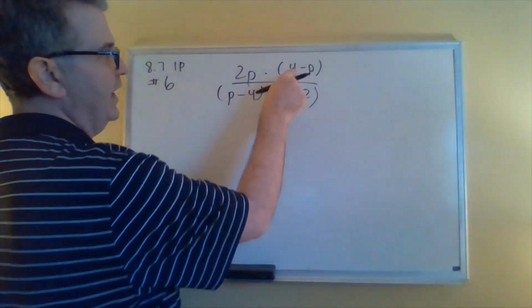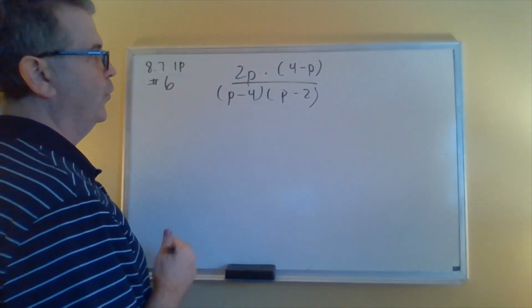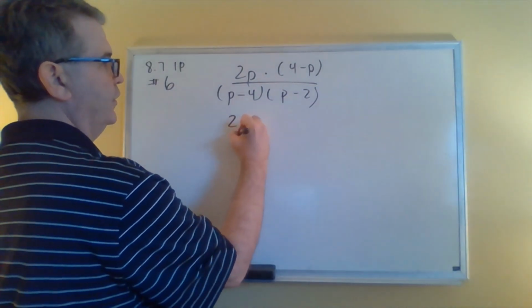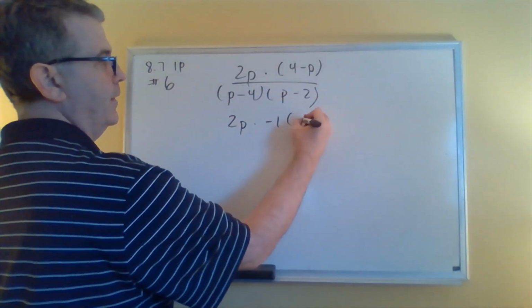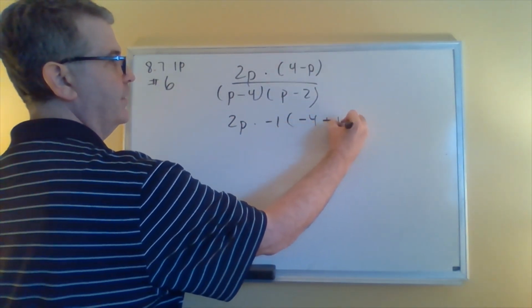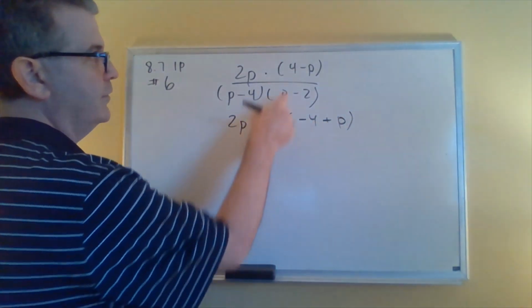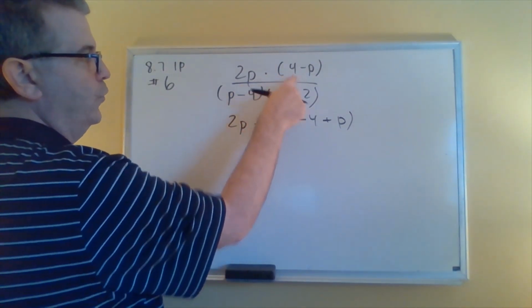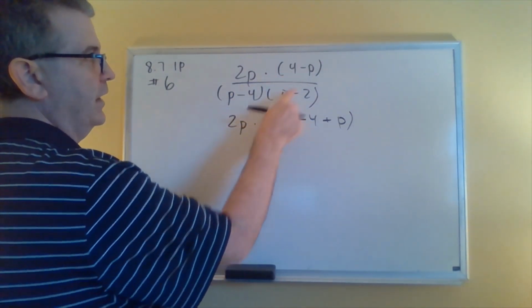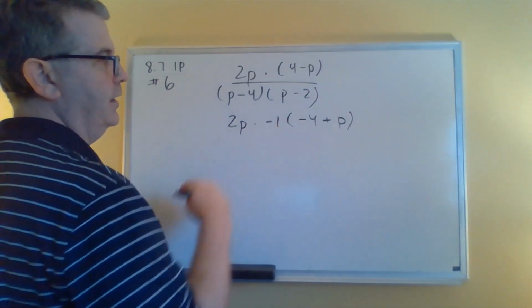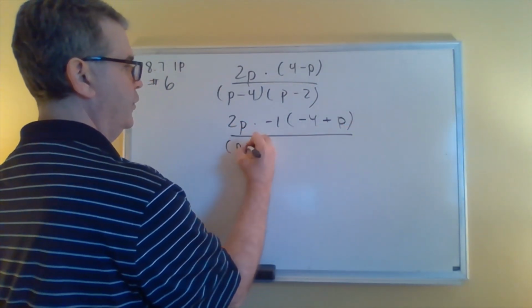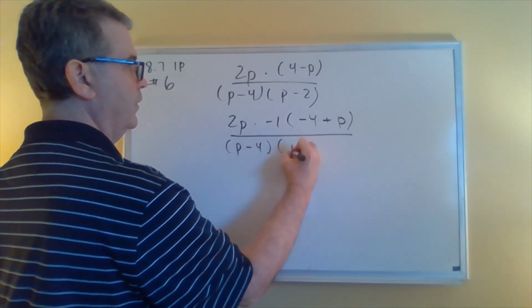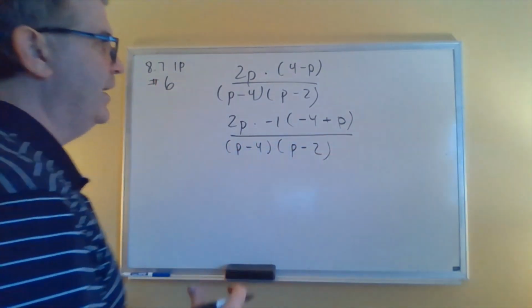I'm actually going to factor a negative 1 out of this 4 minus p up here. Let me show you why. When I factor that negative 1 out, I change the sign on everything in here. So I factor the negative 1 out, the 4 becomes a negative 4. When I factor the negative 1 out of a negative p, it becomes a positive p. Let's rewrite that again over p minus 4, p minus 2. Now, why did I do that?